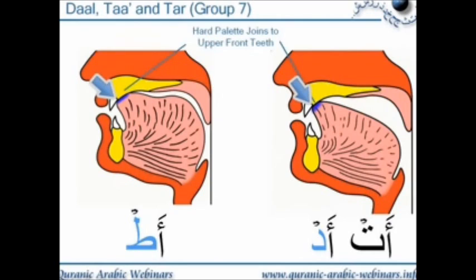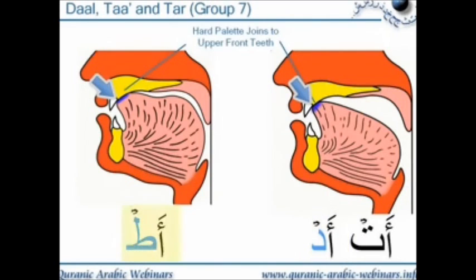So with the sukoon we have at, and when you say at, you'll notice you have to let a bit of air through the teeth, but it's not an echo. But to complete it you have to let a bit of air through the teeth, so you say at. Then we have ad, ad, and that is an echo, ad, slight echo, ad.